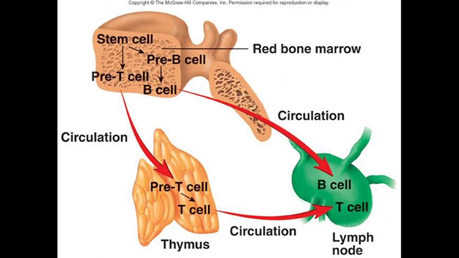So take note, the lymphocytes are produced in the red bone marrow, and the T cells, after they are produced in the bone marrow, will go into the circulation to the thymus gland for maturation and development, and again to the circulation as T lymphocytes, so they will go into the lymph node. While the B cells, once they are produced in the red bone marrow, will go directly into the circulation to the lymph node.